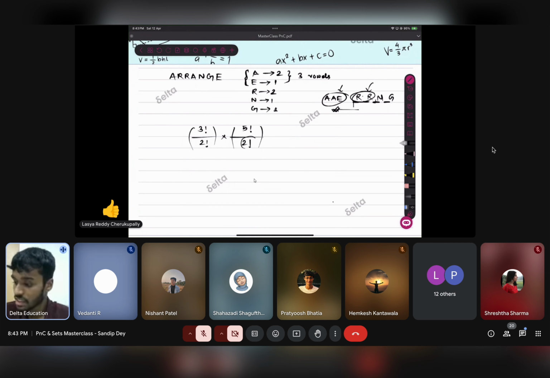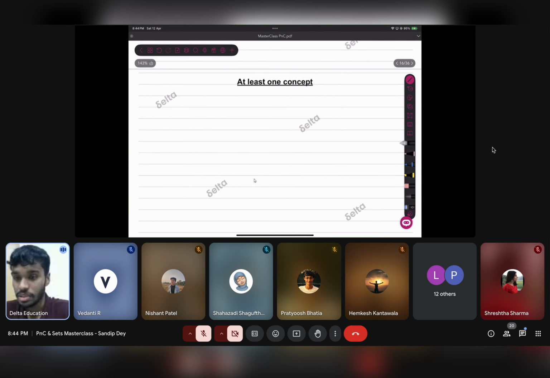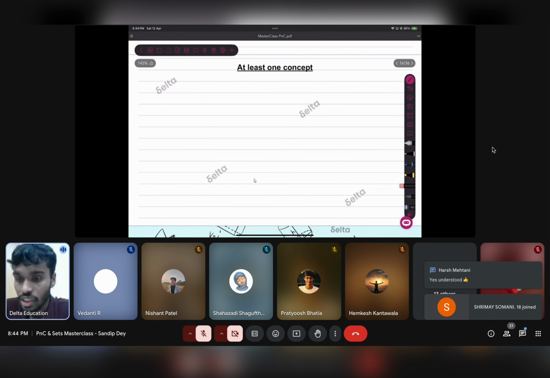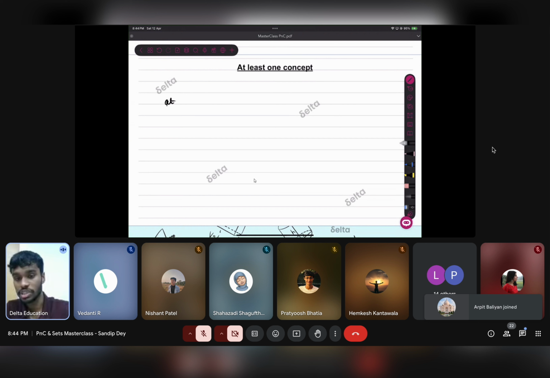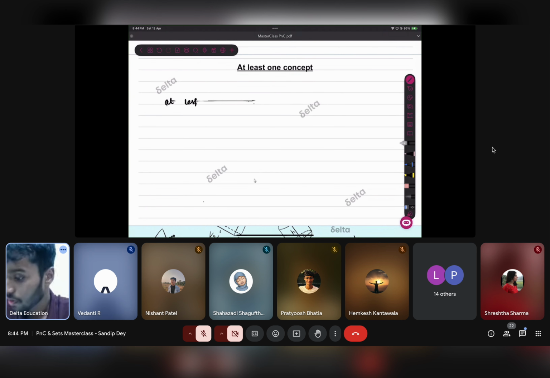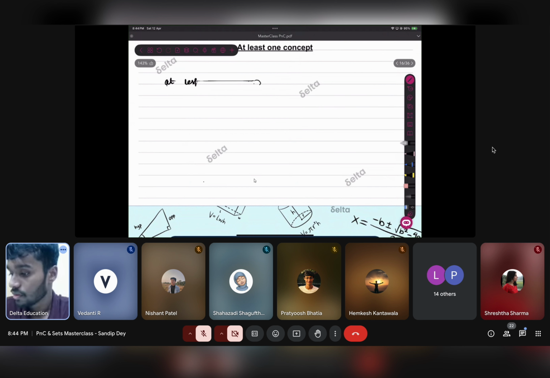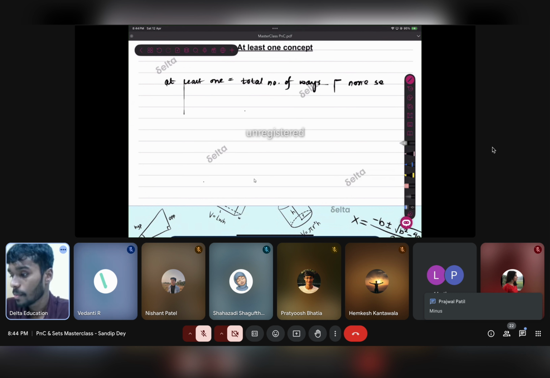Okay, so let's move on to our next concept, that is the at least one concept. This is a very basic concept. When I want at least one thing, the number of ways in which at least one something is selected, there are some questions like that. So I can say that at least one is equal to the total number of ways minus none selected, right?